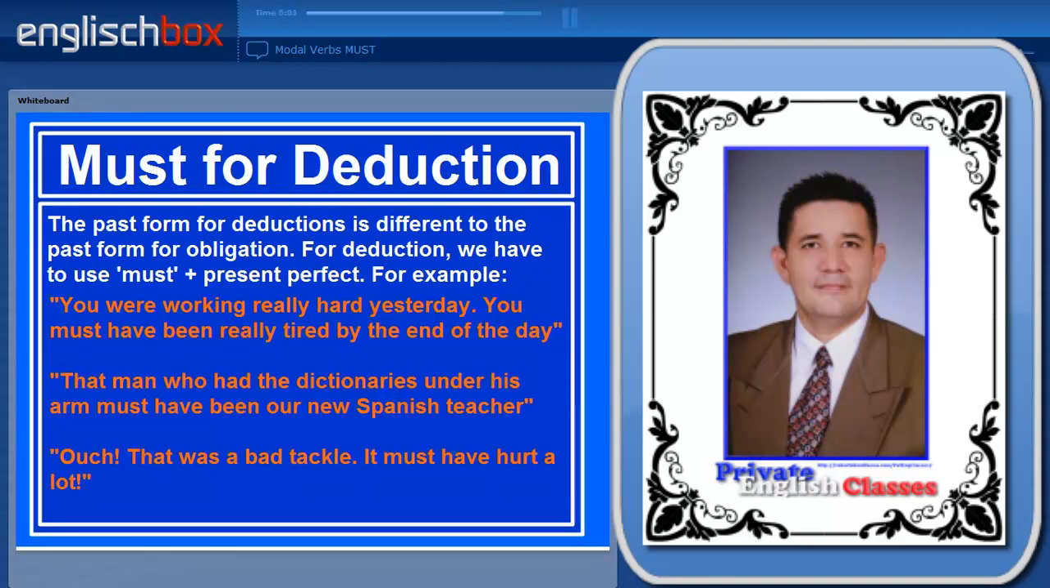So let's look at those examples again, but this time in the past. You were working really hard yesterday. You must have been really tired by the end of the day. So must, the modal verb, have been, present perfect. Another example, that man who had the dictionaries under his arm must have been our new Spanish teacher. And finally, ouch, that was a bad tackle. It must have hurt a lot. Again, must, the modal verb, have hurt, the present perfect.